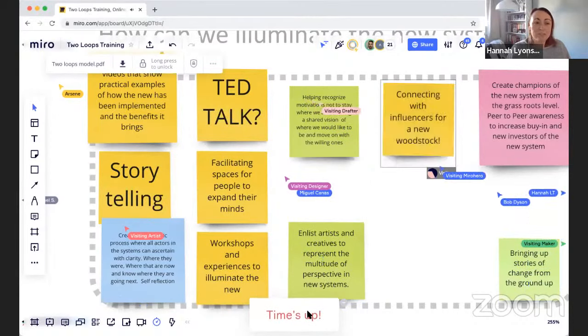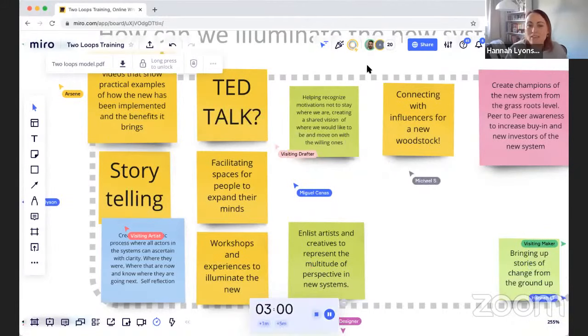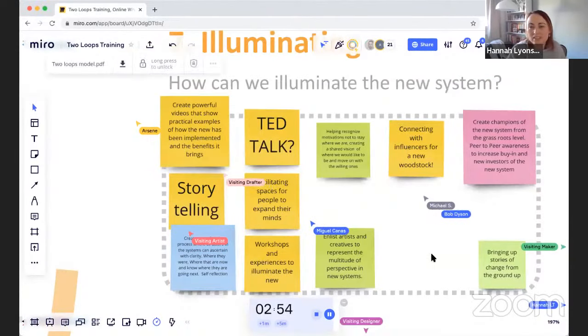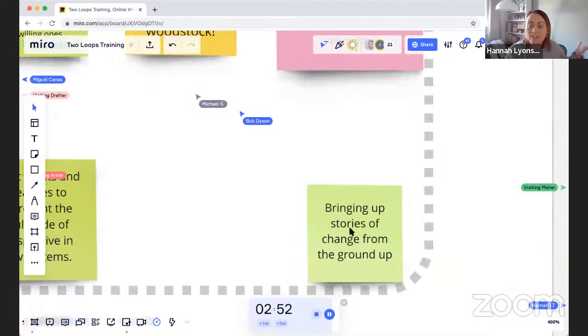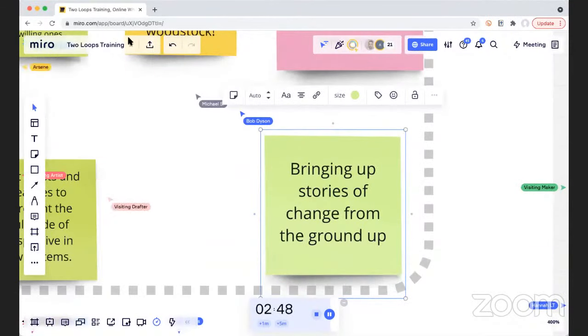Time's up. There was just one more I wanted to illuminate from there, bringing up stories of change from the ground up. I'm assuming you mean they're sharing other people's lived experience, like perspectives of being within the new system. Does anyone want to speak to that? Yeah, that's what I meant, Hannah.